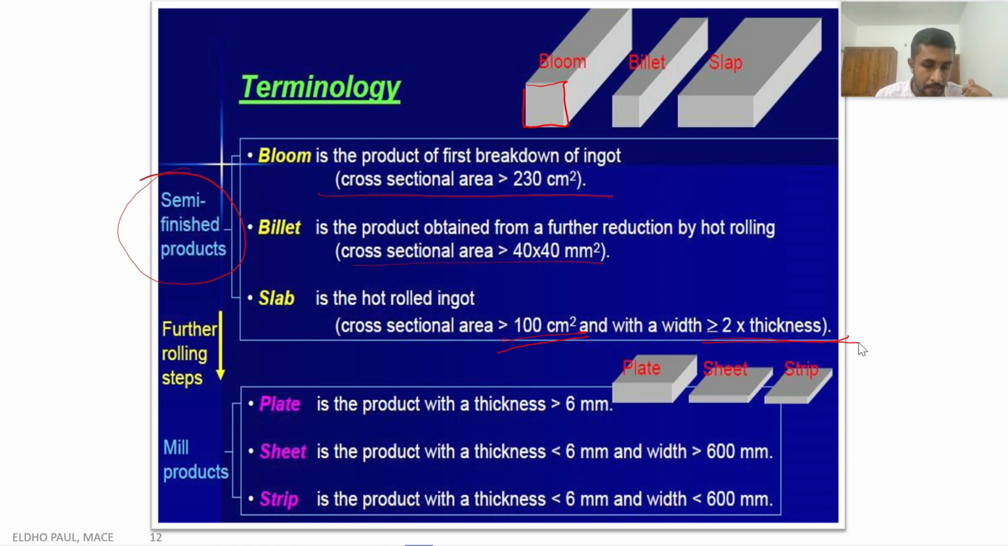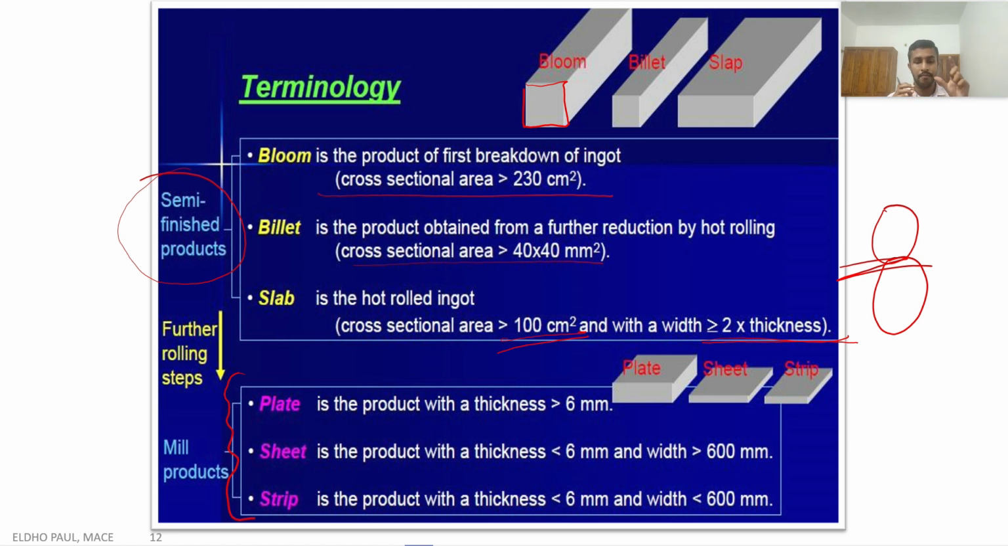In the rolling process, these semi-finished products are passed between the rollers, and we make different types of products. The major products made by the rolling process: first one is the plate. Plate is commonly produced by rolling, and its main characteristic is a thickness greater than 6 mm. Plates are commonly used for making the hulls of ships and the walls of reactors. For such applications, we commonly use plates.